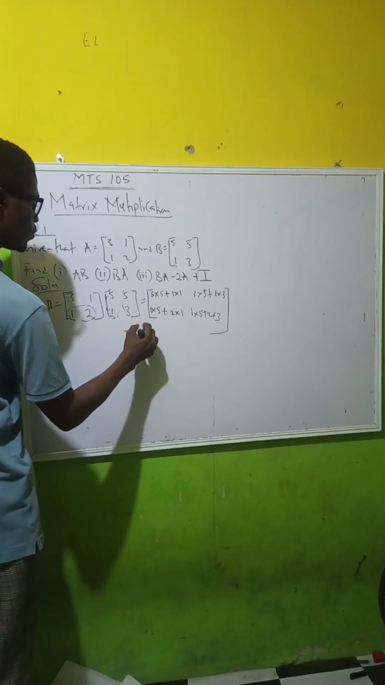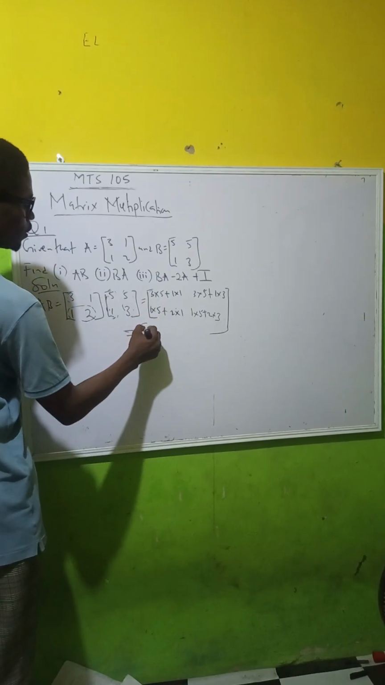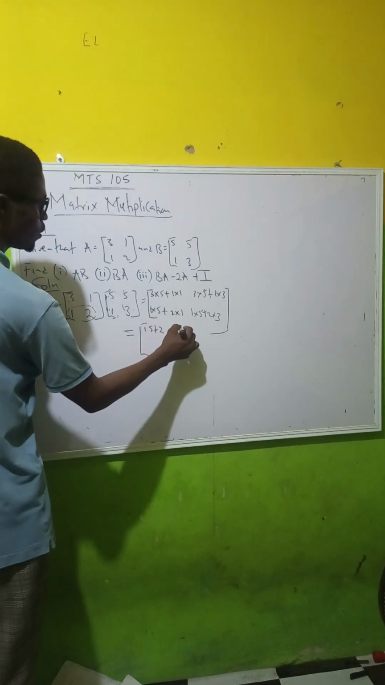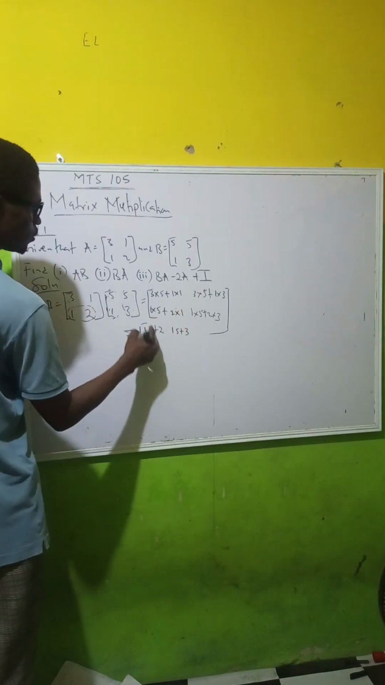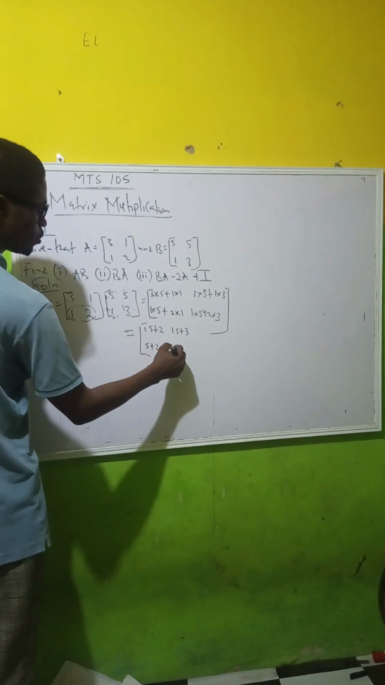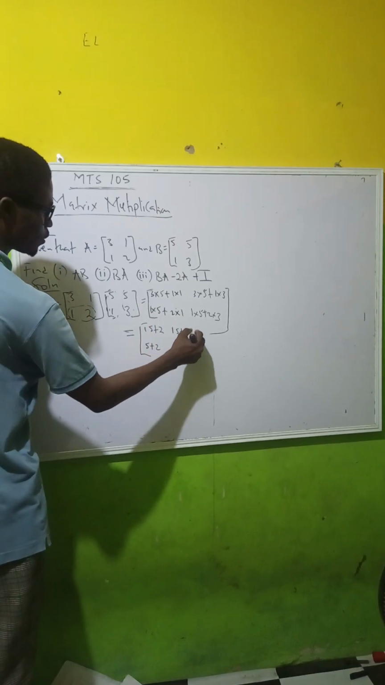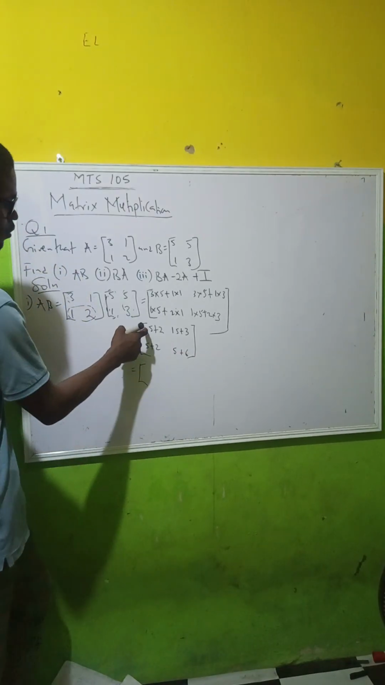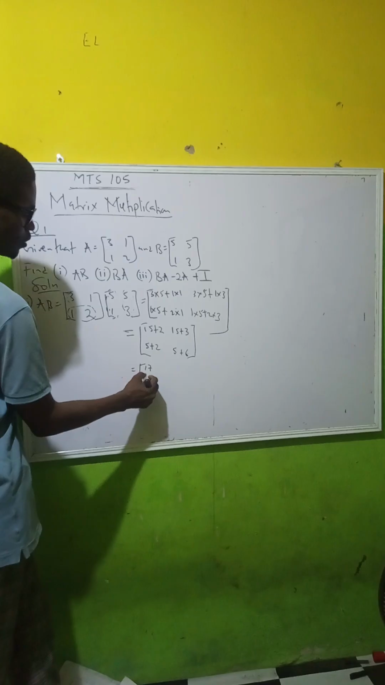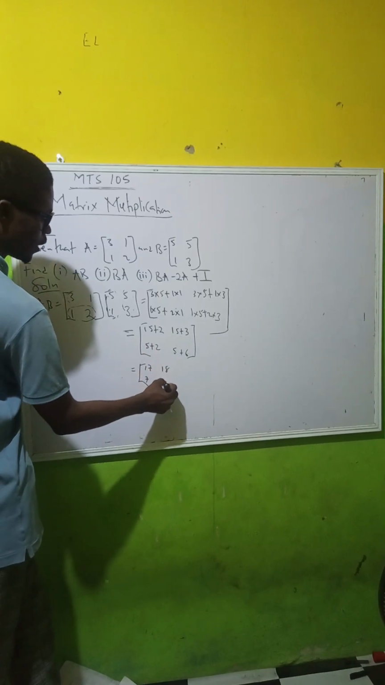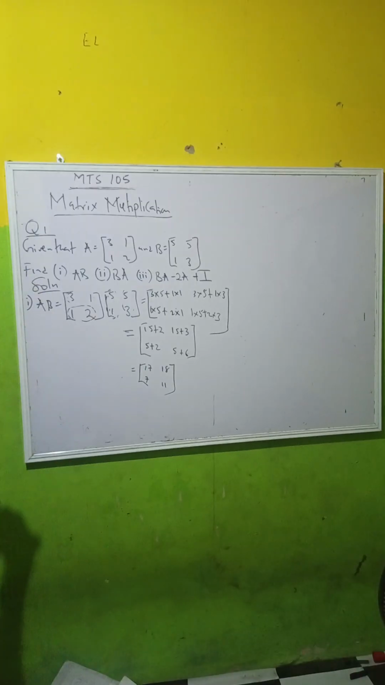That is, we are going to be having what? 15 plus 2. 15 plus 3. This one is 5 plus 2. 5 plus 6. Right? So we are having what? 17, 18, 7, then 11. So this is our results for this.